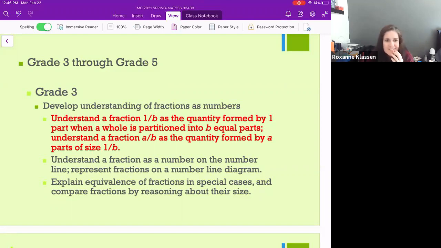Not very often. We didn't do it. We didn't do it enough for sure. Guess what we're going to do a lot of? Put fractions on number lines.